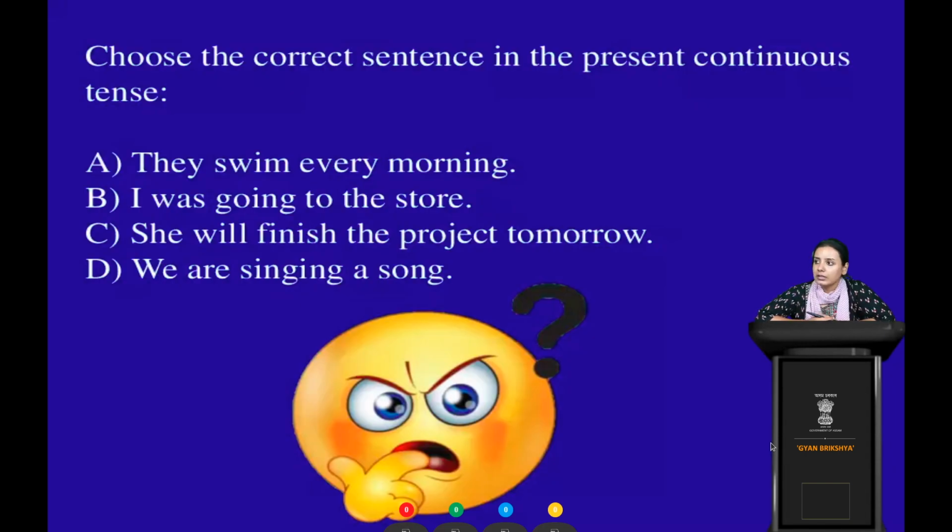So here, students, a question time. Try to answer this question carefully. Let me read out the question for you. Choose the correct sentence in the present continuous tense. A. They swim every morning. B. I am going to the store. C. She will finish the project tomorrow. And D. We are singing a song. What would be the answer, students? A, B, C or D? Time is running fast. Try to answer this question carefully.